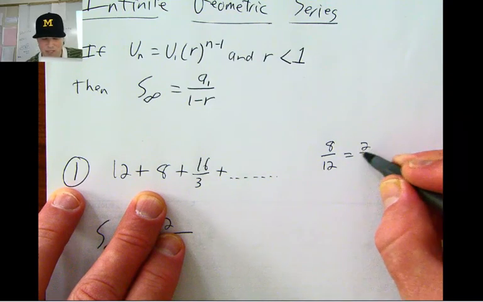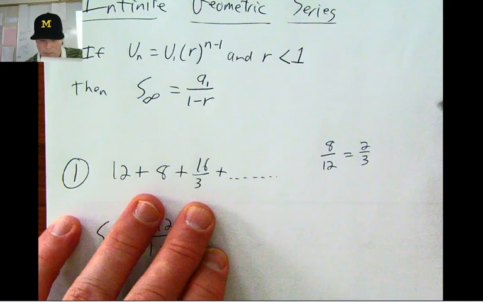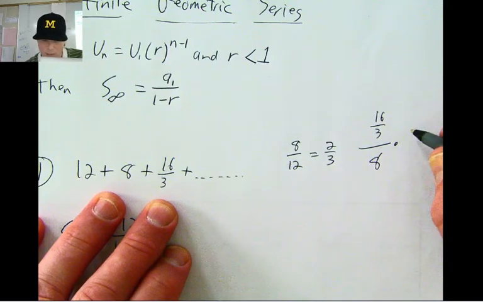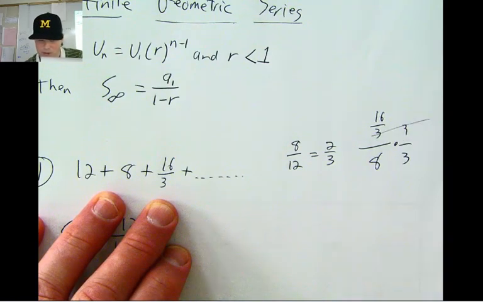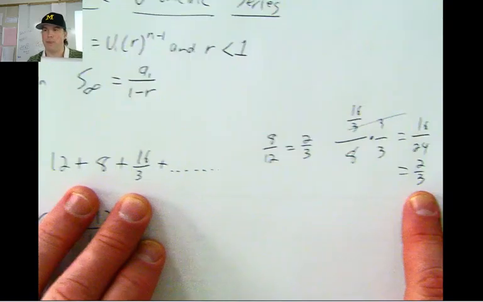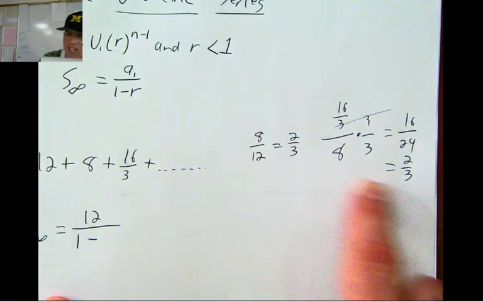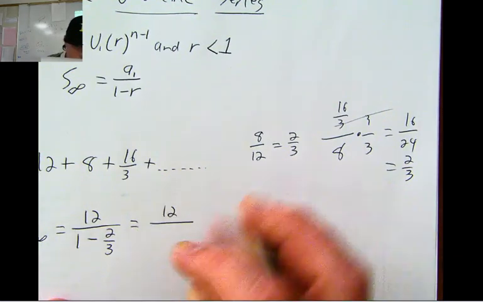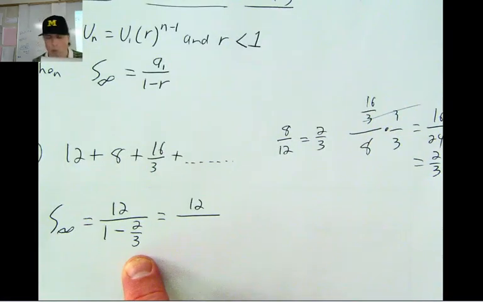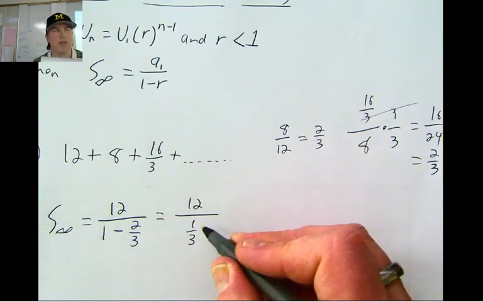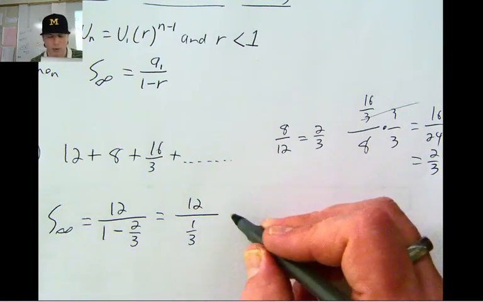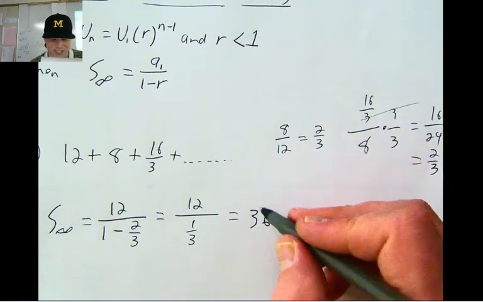8 divided by 12 works out to be 2/3 if you divide out a 4. Or if I did 16 thirds divided by 8, that's kind of confusing. So what you do is multiply by 3 over 3 to eliminate the fraction on top of the fraction, and you get 16 over 24, which is also equal to 2 over 3. So you got the same rate, so I know that r is equal to 2 over 3. That becomes 12 over 1 minus 2/3, that's equal to 12 over 1/3. Dividing by 1/3 is the same thing as multiplying by its reciprocal, which is 3. 12 times 3 is 36.